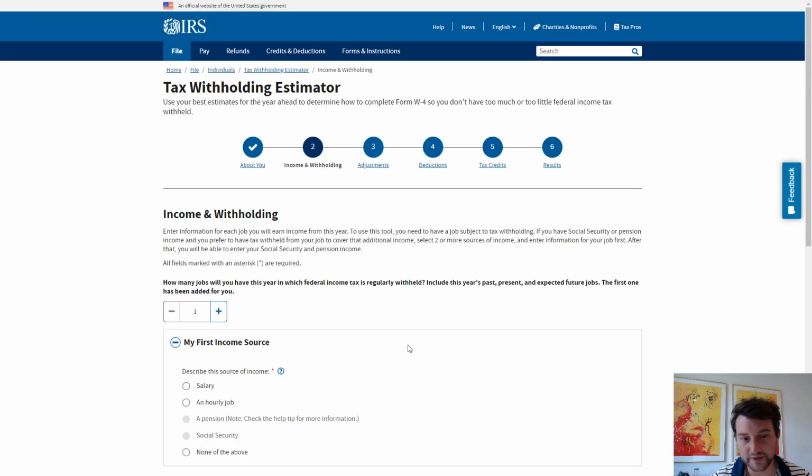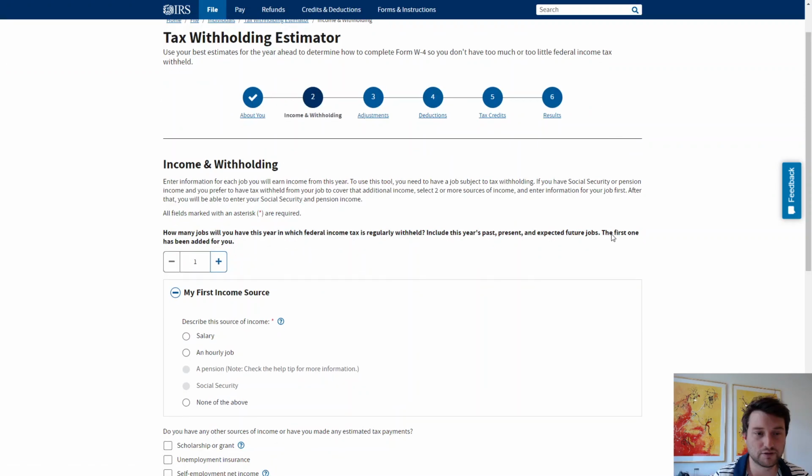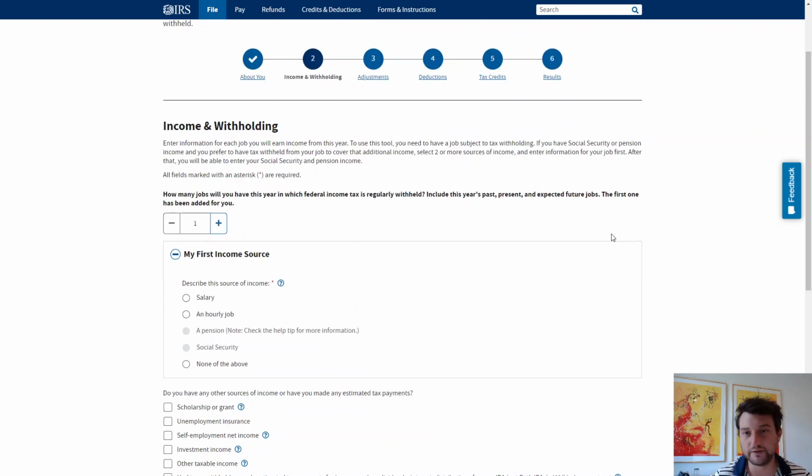Now, income and withholding section. So you can see up here how we progress, right? So we just got through part 1, then we have part 2, 3, 4, 5, and 6 is the result. So part 2 here, income withholding. Enter the information for each job that you're going to have income for the year, okay?